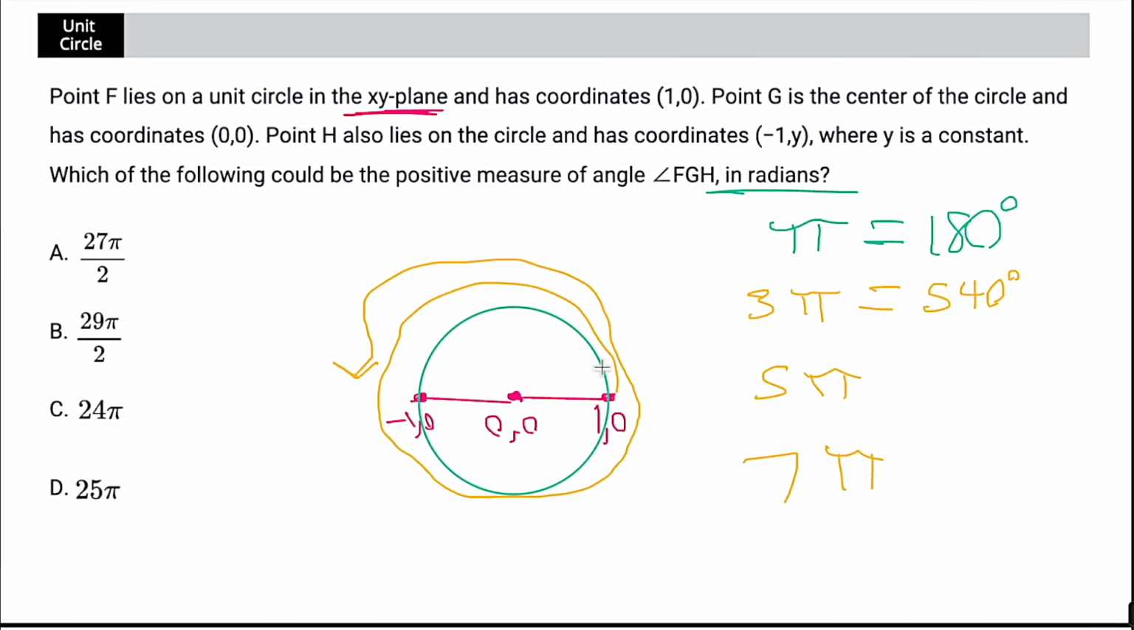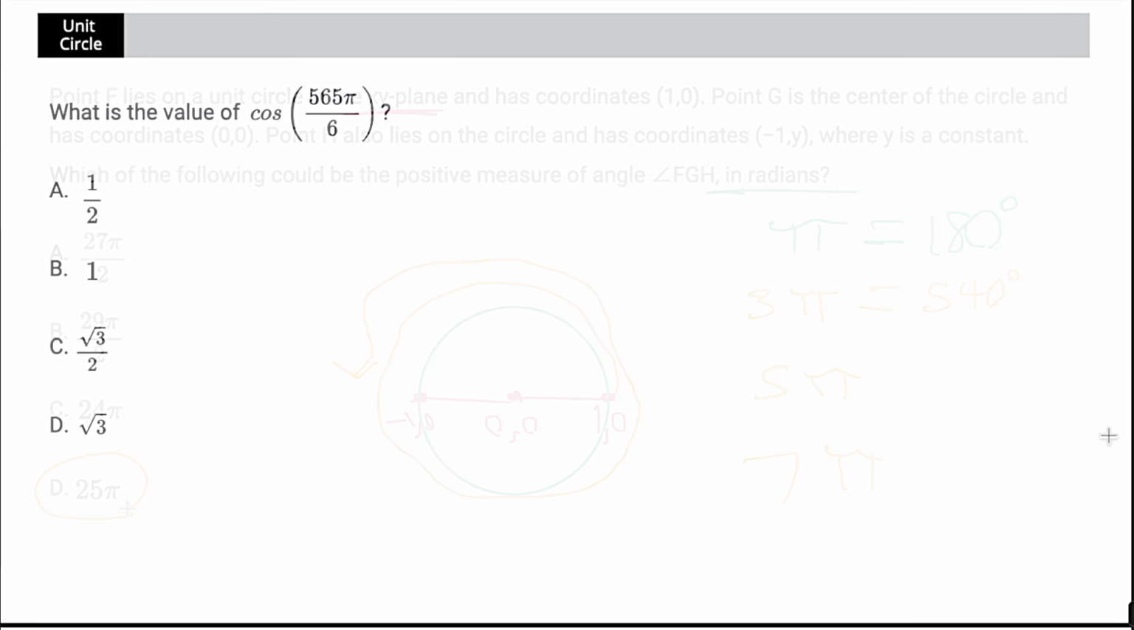So we need an odd number. There's only one odd number here, 25. That is our answer. What about this guy?